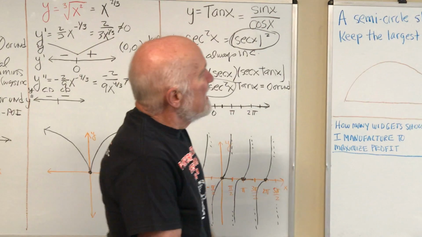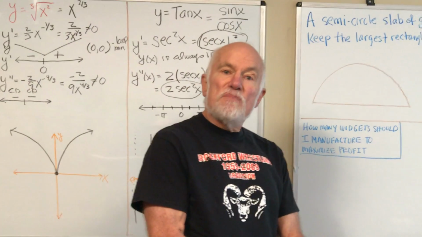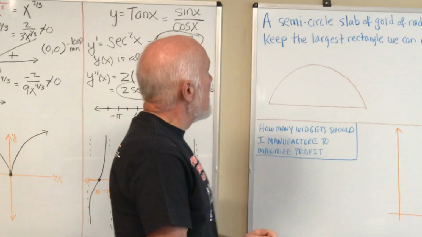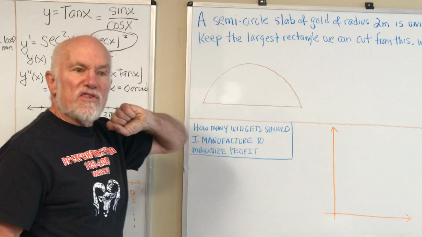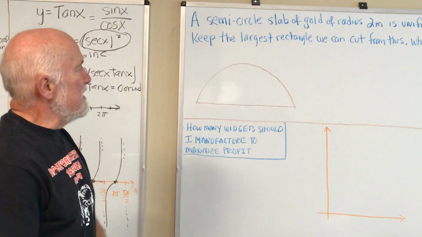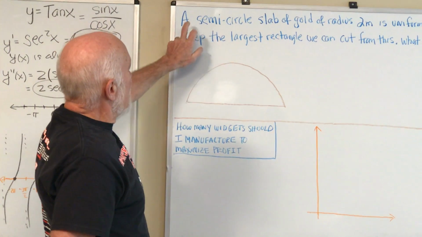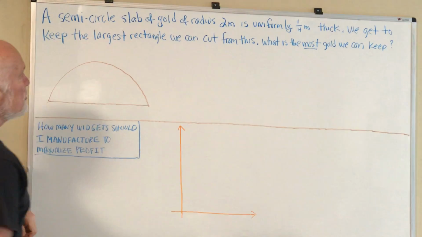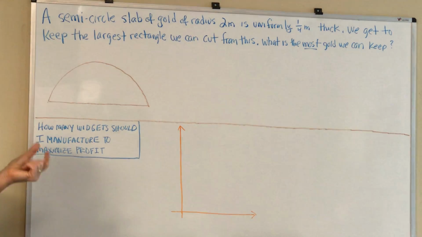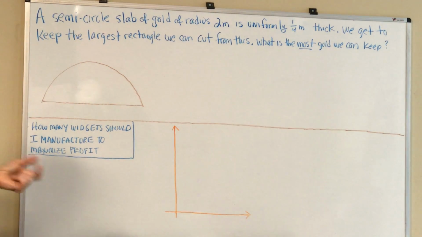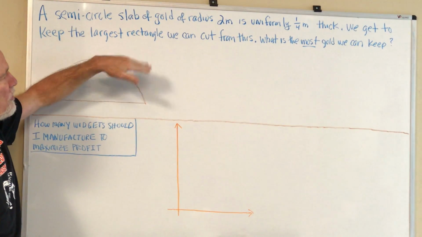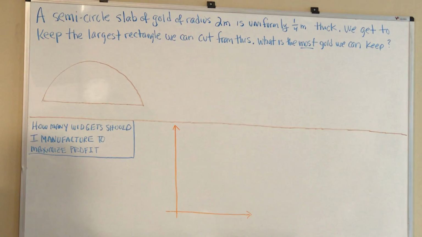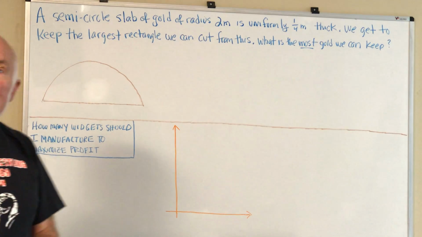Okay, so let's finish up max-min problems, a really important type of problem. And I came up with one that will have some radical functions in it. So, a semicircle slab of gold of radius 2 meters is uniformly 1/4 meter thick. We get to keep the largest rectangle we can cut from this gold slab. Sounds like a good deal to me.